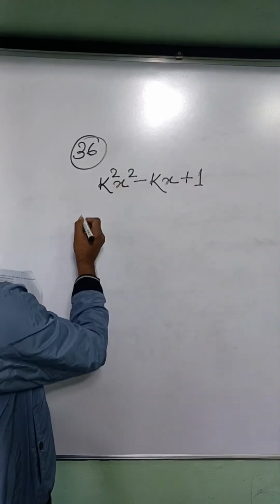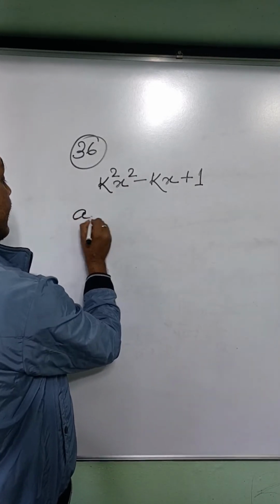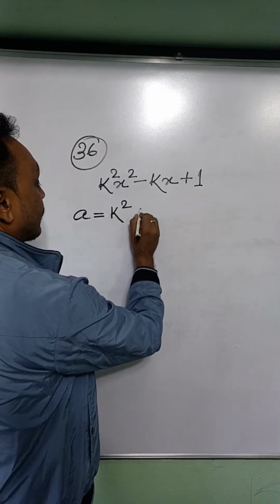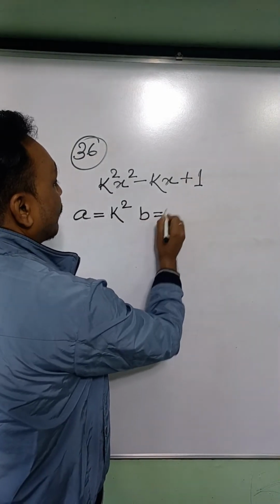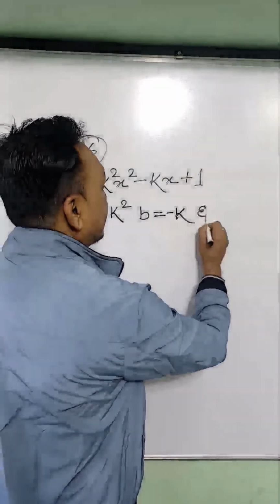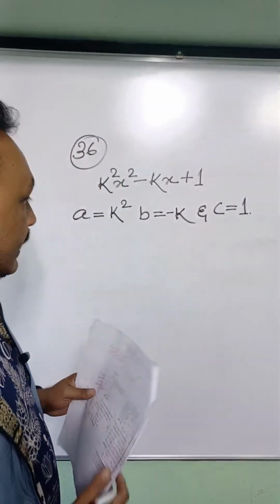Okay, here before that, can you tell me what is A? A is k squared, the coefficient of x squared. What is B? B is the coefficient of x, that is minus k, and C is the constant term, that is 1, right? Okay, A, B, C.